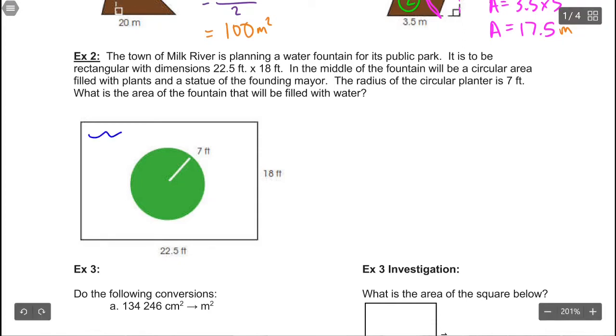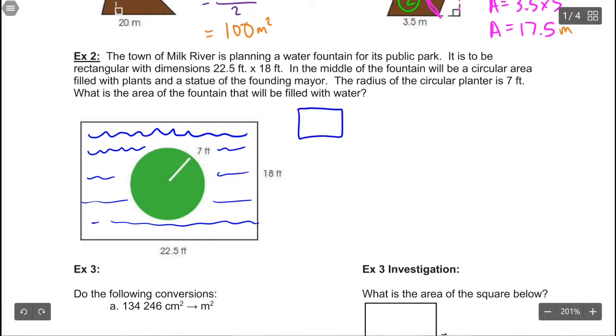So the water, right, is going to be this part. That's my attempt at drawing water. This is going to be the water part of the fountain, right? So what we're going to want to do, our strategy for this is we're going to do our rectangle area. And from the rectangle area, we are going to take away our circle area. So let's do each of these in parts. So the area of our rectangle is going to be length times width.